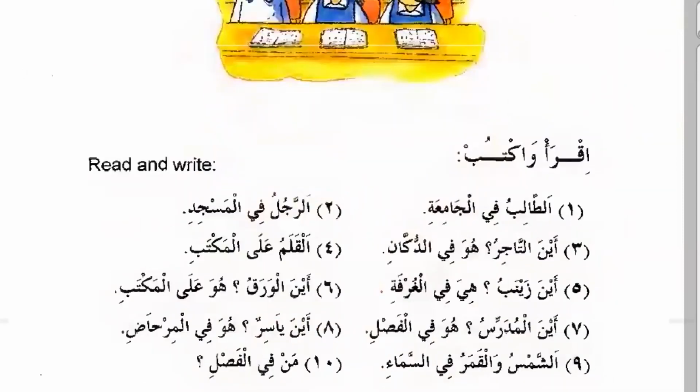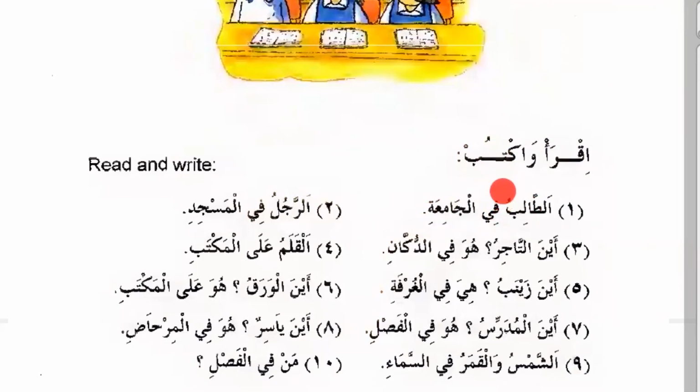So observe here. Iqra' wa-ktub, read and write. At-talibu fil-jami'ati. At-talibu, the student, fil-jami'ati. What do we mean by jami'atun? Jami'atun means the university. The student, at-talibu fil-jami'ati, is in the university.